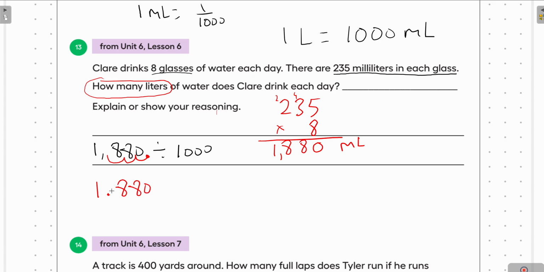So the answer is 1.880. Okay, so how many liters of water does Claire drink each day? Well, Claire drinks 1 and 880 thousandths liters of water, or we can say 1 and 88 hundredths. So 1.88 liters of water is what she drinks.